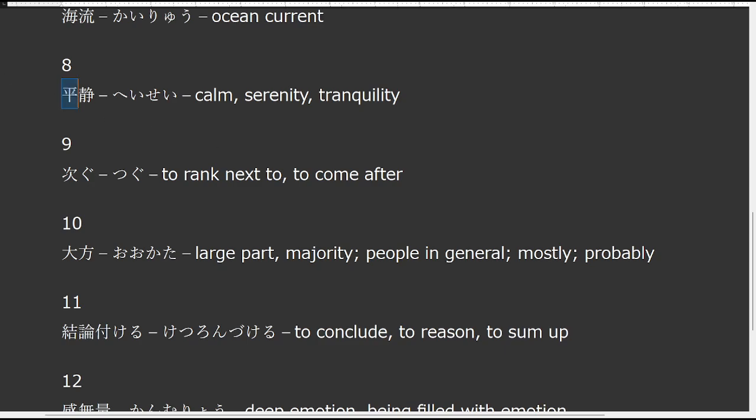Hei on the left side for even, flat, and sei on the right side for calm or quietude. So heisei is even or flat and calm and peaceful. Heisei is calm, serenity, or tranquility. Our new noun for calm, serenity, or tranquility.